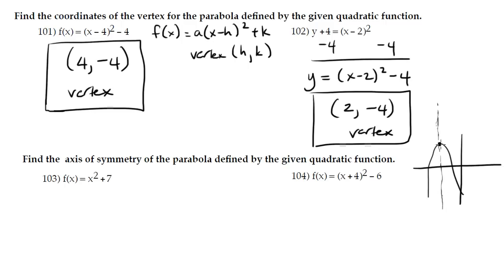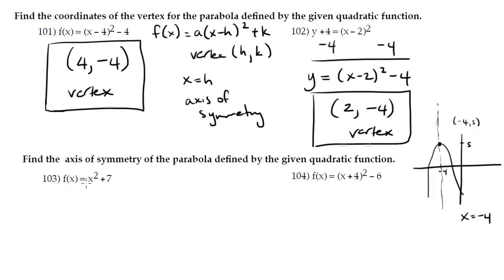And let's say this was negative 4, 5 or something like that. That vertex was negative 4, 5. This axis of symmetry actually goes right through the vertex. It's a vertical line, so x equals negative 4 is that equation. So if you have the vertex, x equals h is the equation of the axis of symmetry of this parabola. So that's one way you can get that.